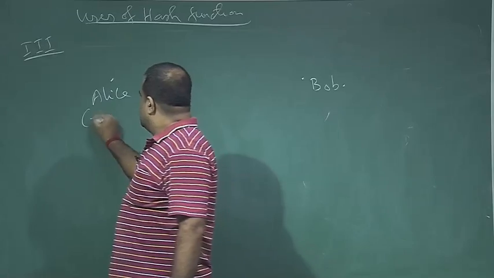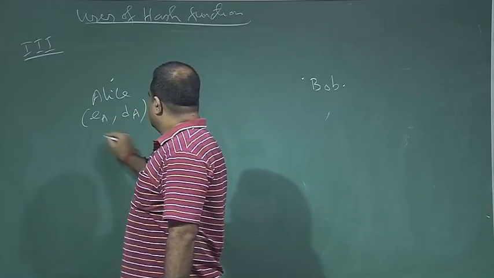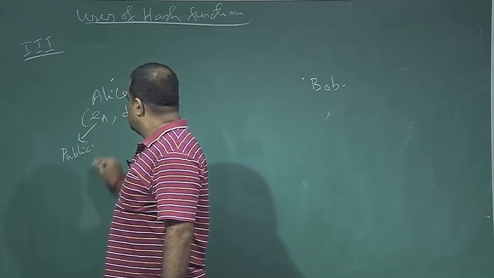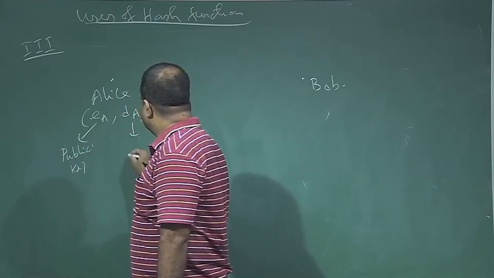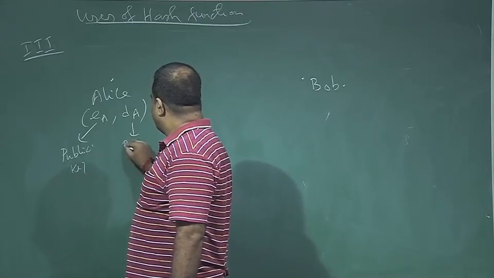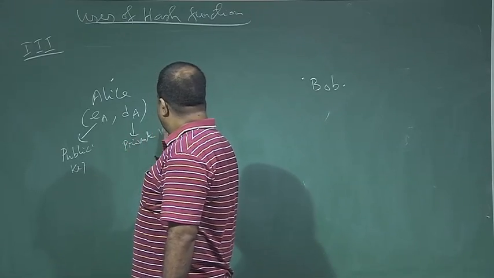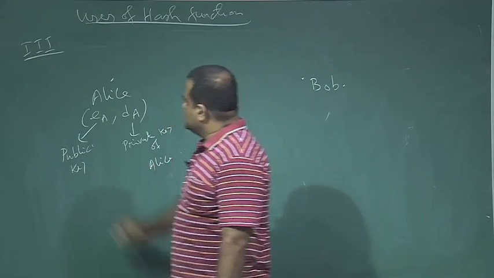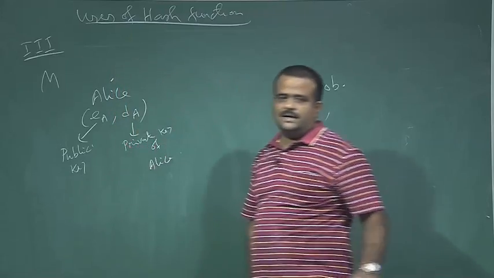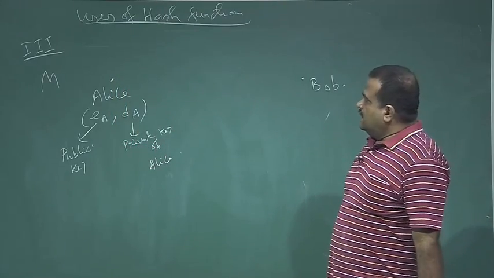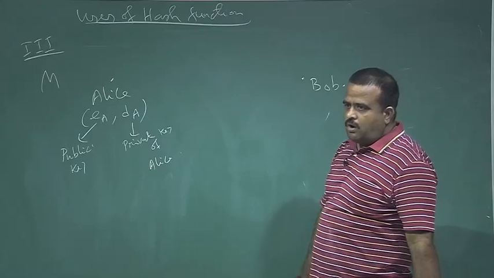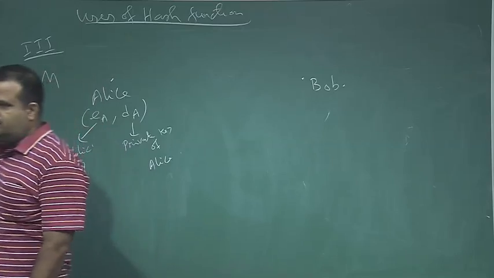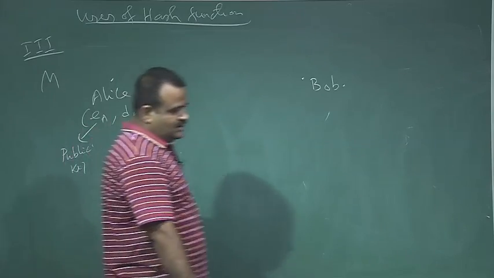Alice has E of A, D of A. This is the public key of Alice, and this is the secret key or the private key of Alice. Now Alice has a message M, which is a really big message, and Alice wants to send this message to Bob so that Bob has to ensure that the message is coming from Alice, that is the authentication.